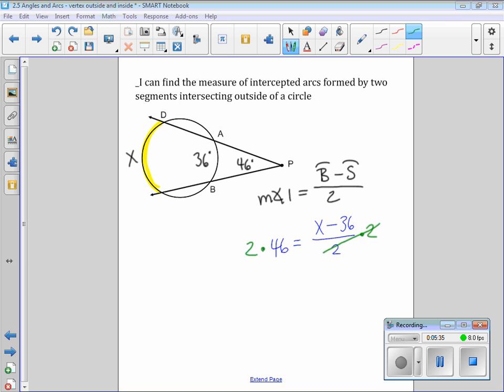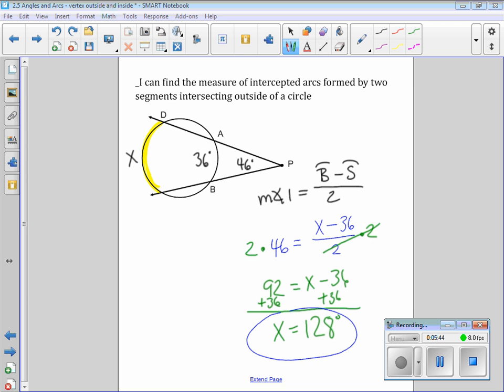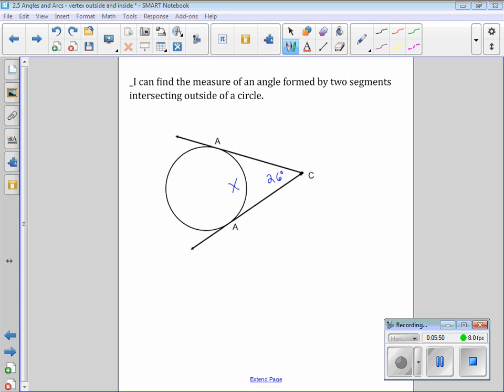And of course, that cancels out, and I end up with 92 over here, and x minus 36. And there you have it. Okay, so the angle there, or the arc there, is 128. This is an interesting problem here. I'm not going to go all the way through it. It's more of a technique, an idea.